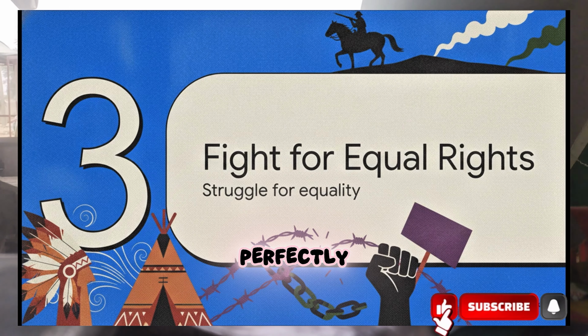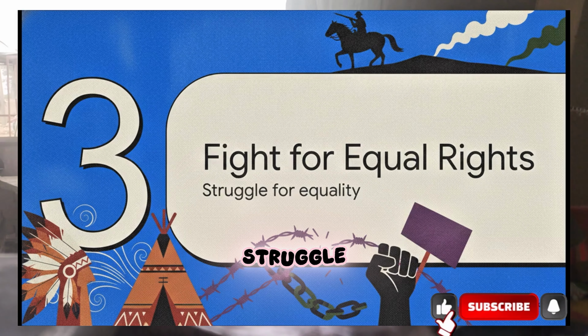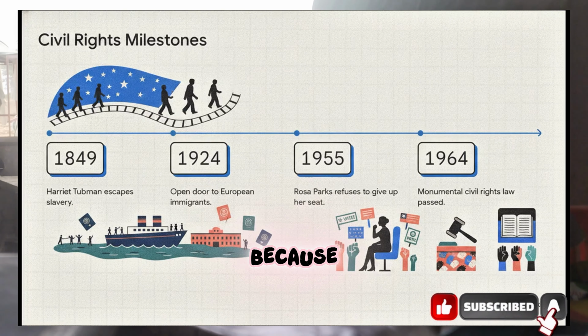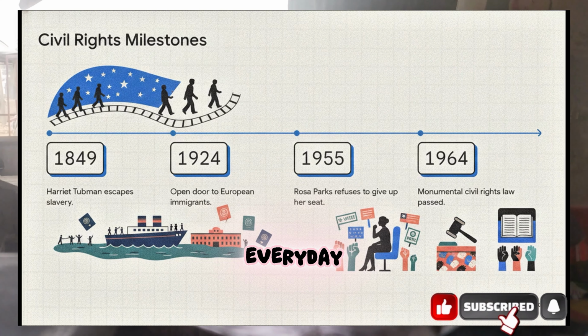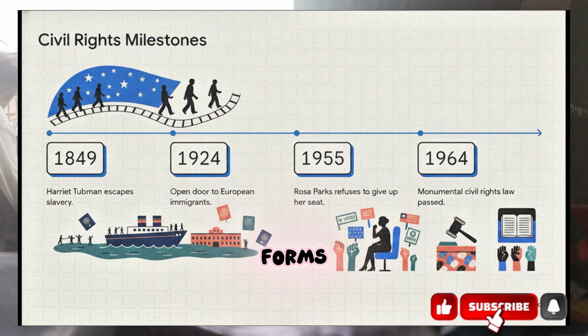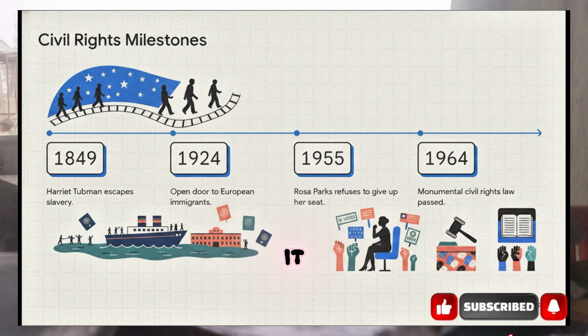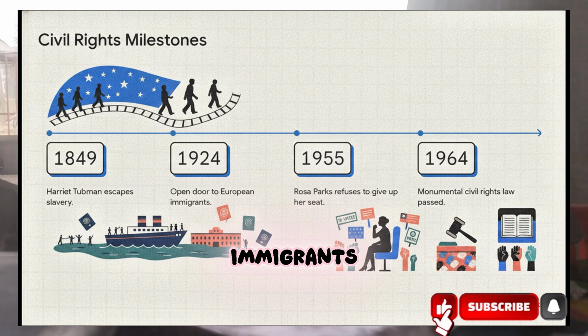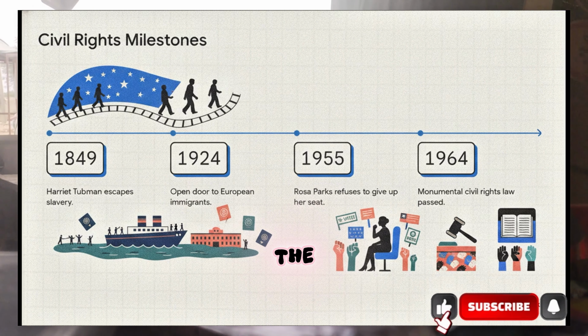That leads perfectly into Part 3, the fight for equal rights, the long struggle for true equality. Because even though they were a unified nation again, the internal battle for actual everyday equality was really just beginning. And it took so many forms. It was fought by heroes like Harriet Tubman, who escaped in 1849 and risked her life on the Underground Railroad. It was shaped by the millions of European immigrants coming through Ellis Island, seeking a better life while the U.S. kept an open door into the 1920s.